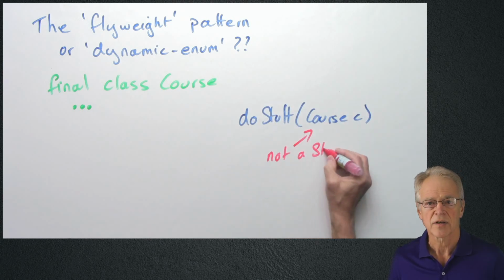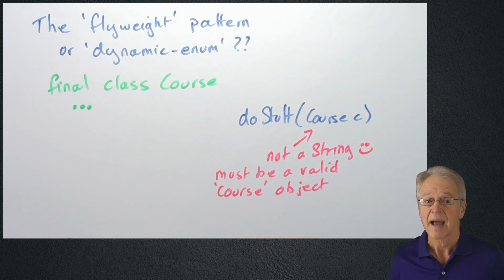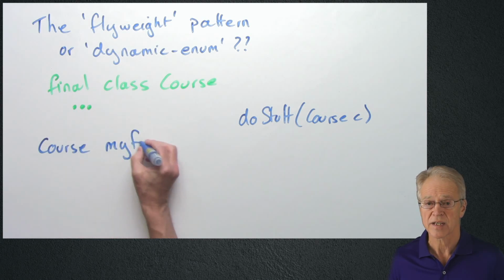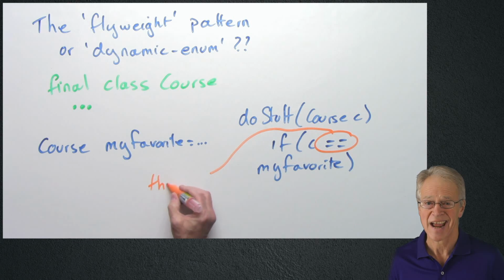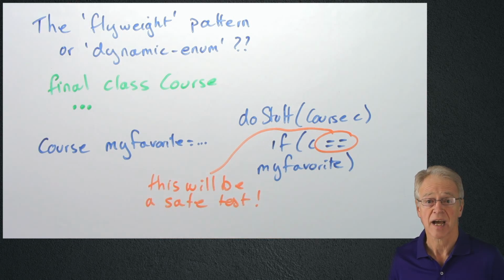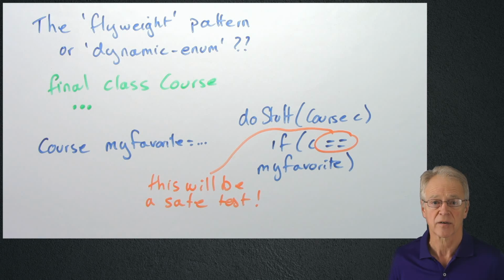The pattern will give us a type-safe representation and ensure that any two references that refer to equivalent objects actually refer to the same object, allowing us to use identity-based comparison. That's the double equals operator in Java. So how can we do this?